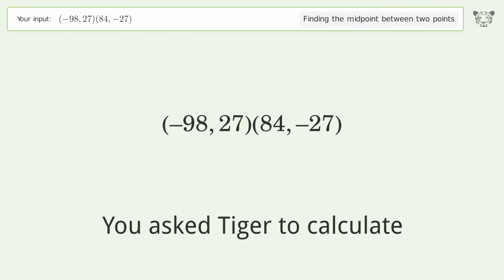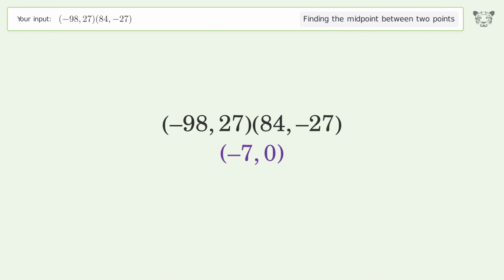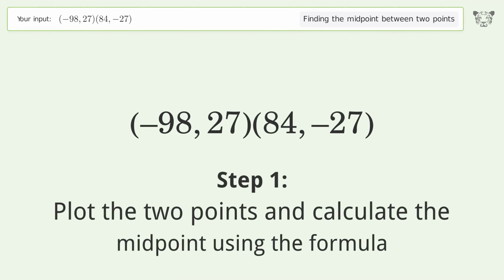You ask Tiger to calculate. This deals with finding the midpoint between 2 points. The midpoint between the 2 points is (-7, 0). Let's solve it step by step. Plot the 2 points and calculate the midpoint using the formula.